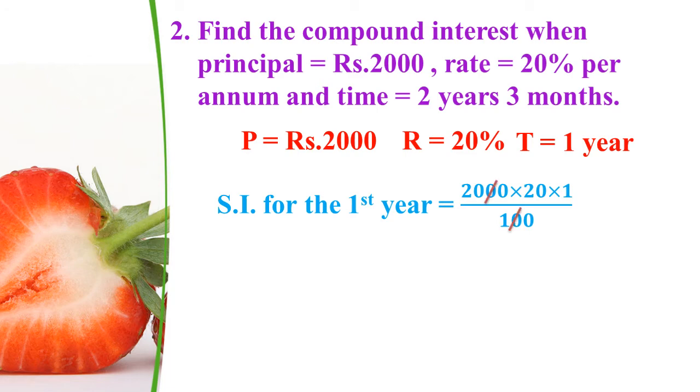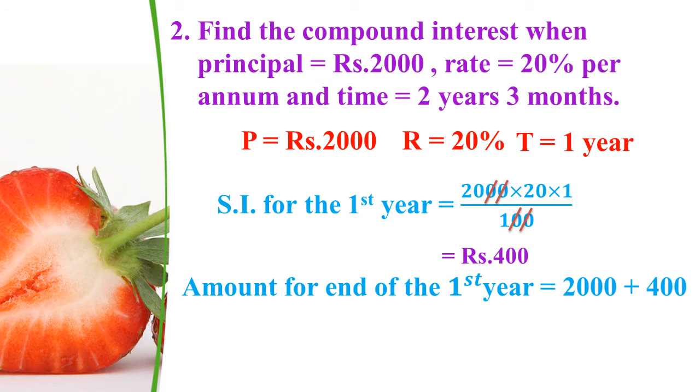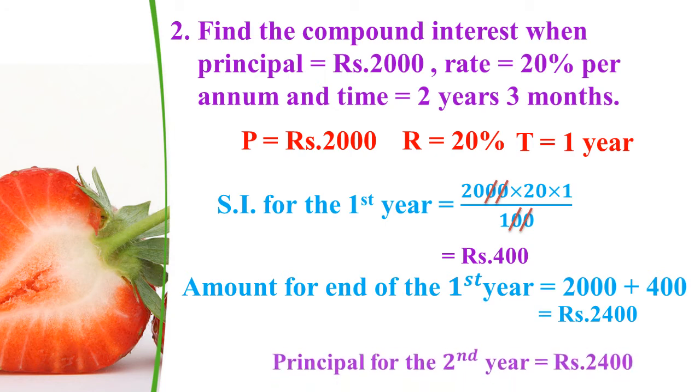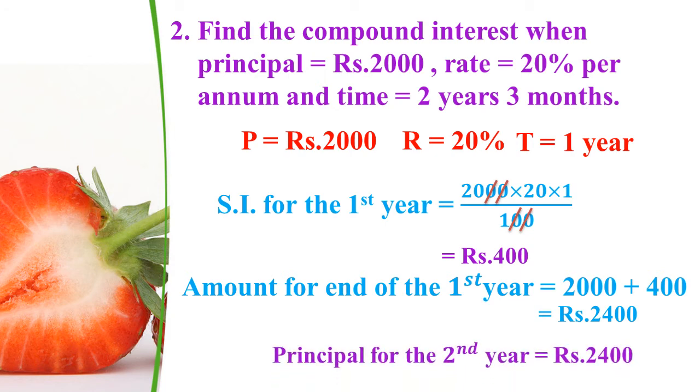0 and 0 get cancelled out. Another 0 and 0 get cancelled out. So rupees 400. This is simple interest for the first year. Amount at the end of the first year equals principal plus simple interest. 2000 plus 400, rupees 2400. In the case of compound interest, the amount at the end of first year becomes the principal for the second year. So, principal for the second year equals rupees 2400.